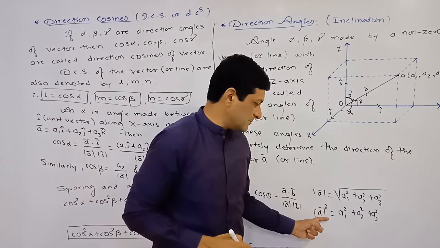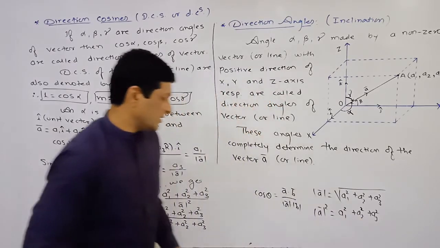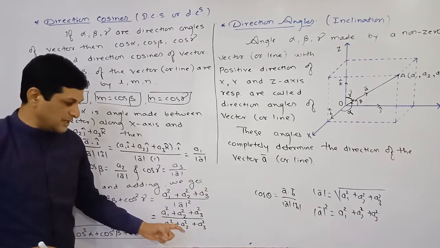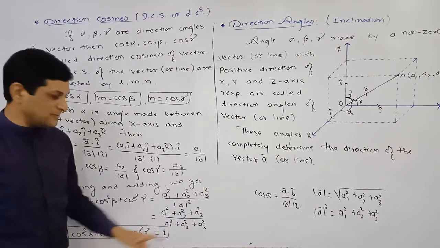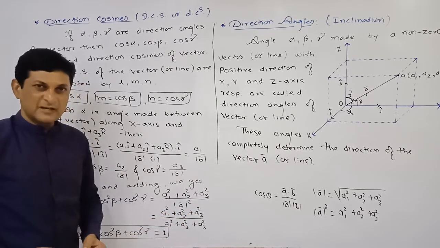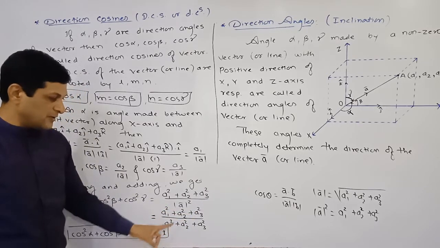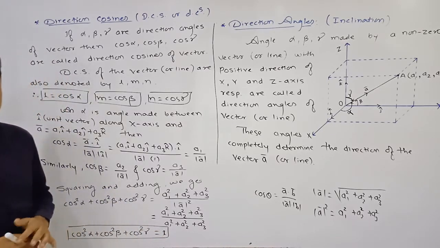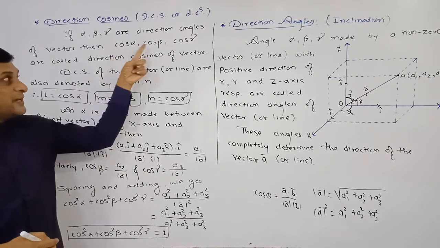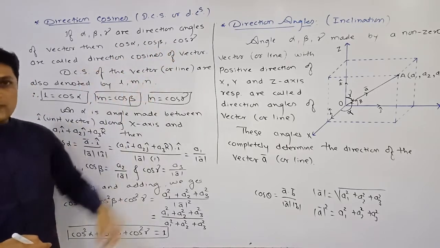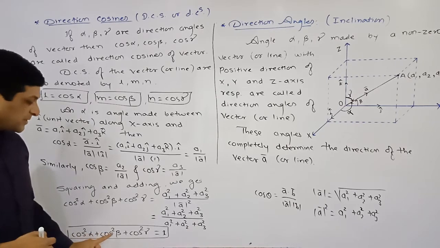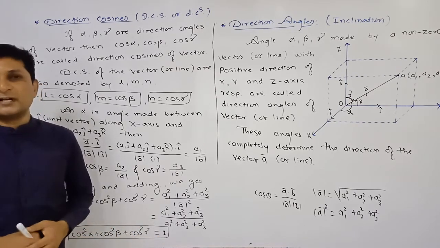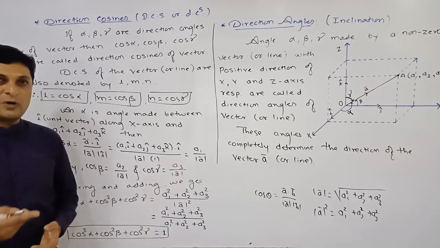Now if we are replacing the square of magnitude of a bar by its value, these two terms will become exactly the same, so numerator and denominator will cancel, and what division will we get here? 1. So what important condition is satisfied by direction cosines? The sum of squares of these three numbers, cos square alpha plus cos square beta plus cos square gamma, is equal to 1. And this is a very important condition which we have to use while solving examples.